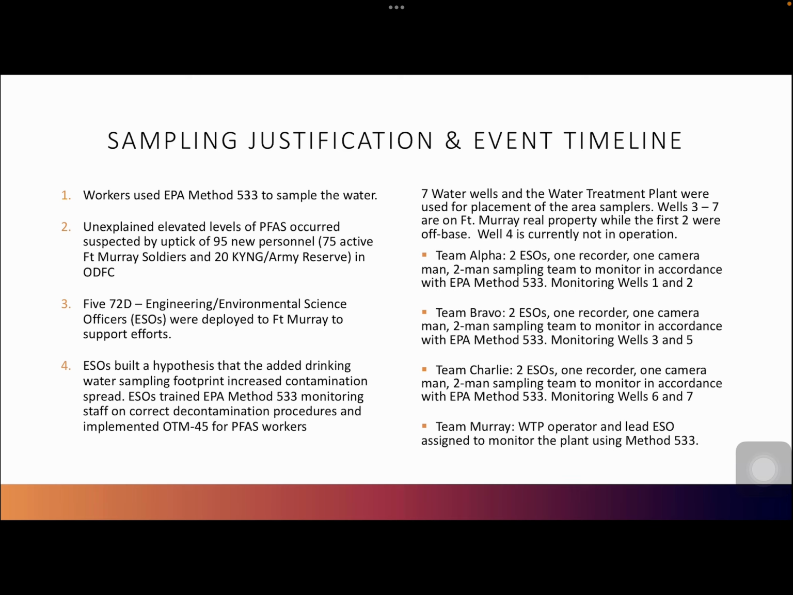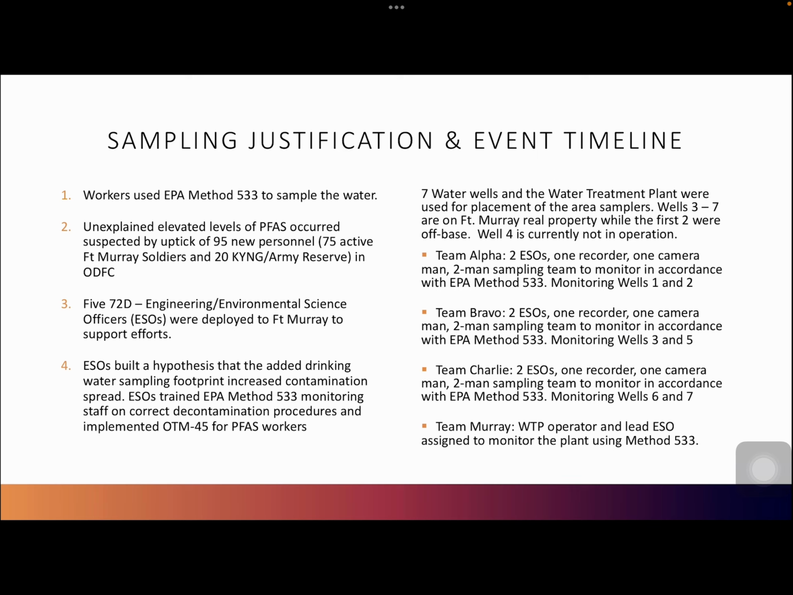So, assembly justifications and event timeline. Workers use EPA Method 533 to sample the water. With that, the next thing that happened was unexplained elevated levels of PFAS, suspected to be caused by an uptick of 95 personnel. So they're trying to figure out why there were elevated levels of PFAS.